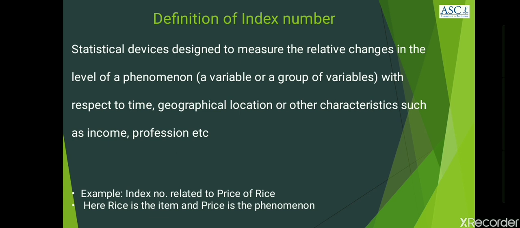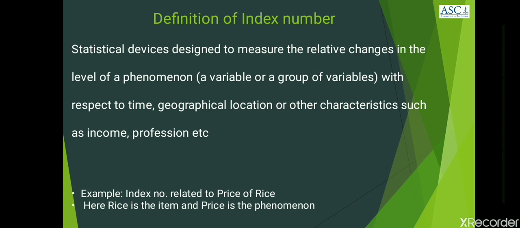Keeping this example in mind, let us go back to the definition. Index numbers are statistical devices designed to measure the relative changes in the level of price of rice with respect to time. It means whether the price of rice increased over time or decreased or remained constant over time. Such analysis can be done using index number. Such an indicator which measures the level of a phenomenon is called an index number.